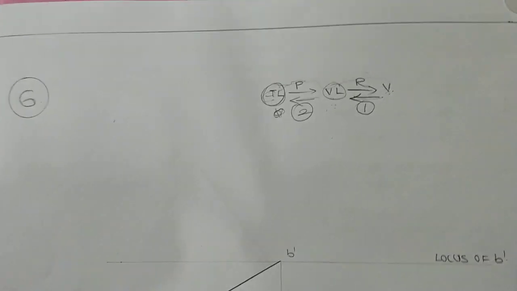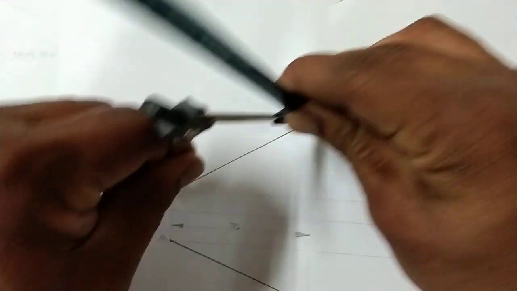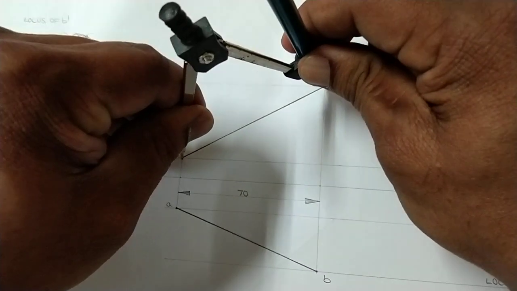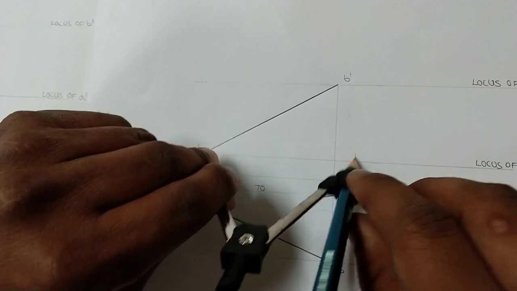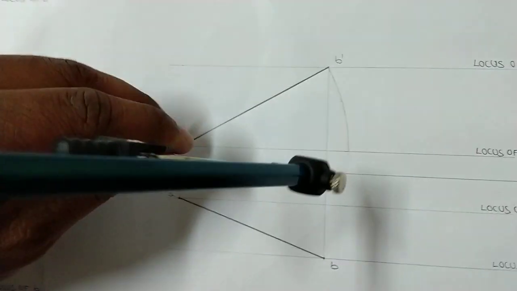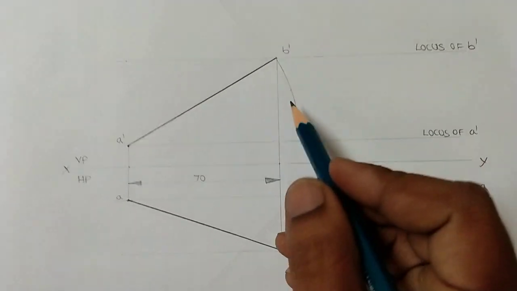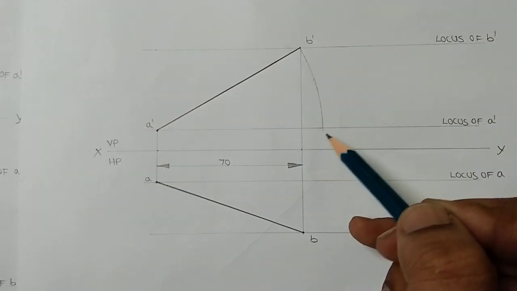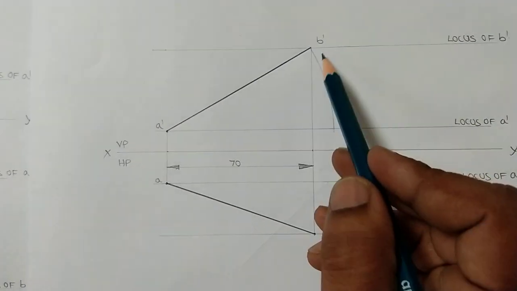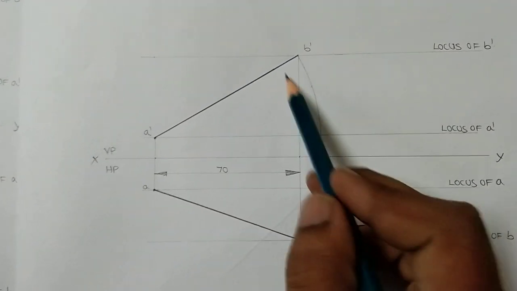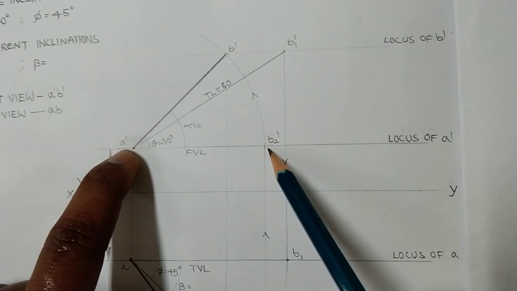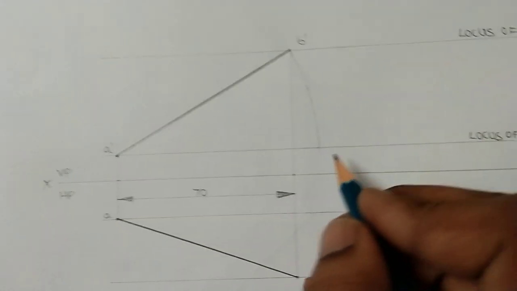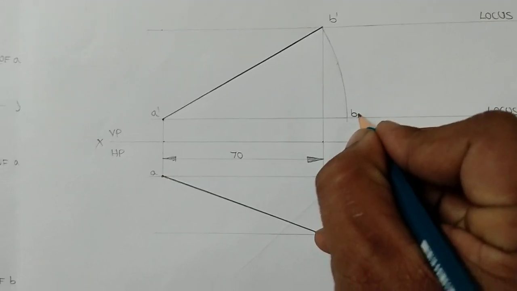So here I am taking the front view dimension as radius. Yes, this front view dimension A dash to B dash as radius, with point A dash as center. Just rotate it. Whenever we rotate, this particular point will be having a number after the rotation has been completed. So according to this problem, we have this line. If we rotate this one, we will be getting B2 dash. Similarly, we can give B2 dash here.